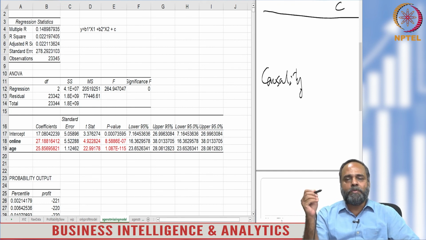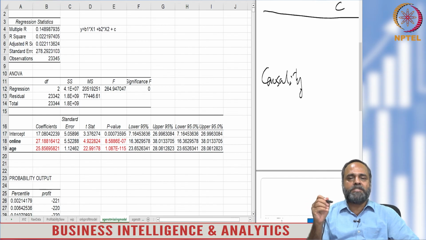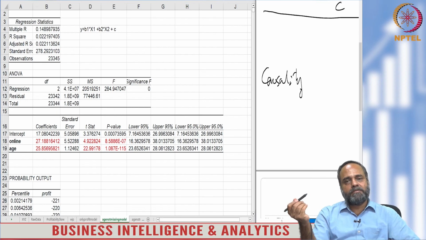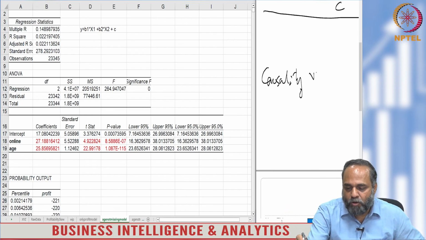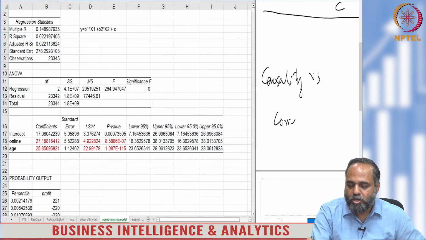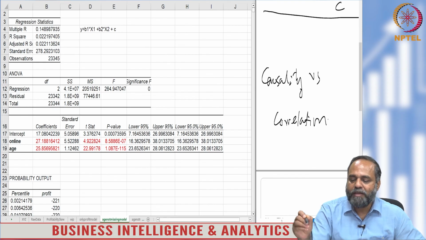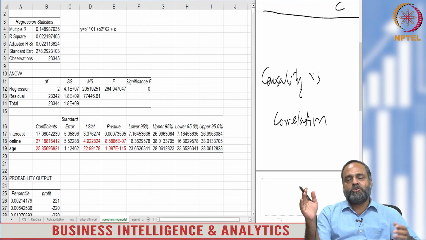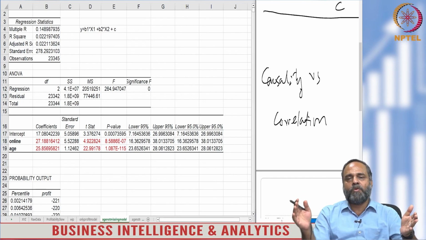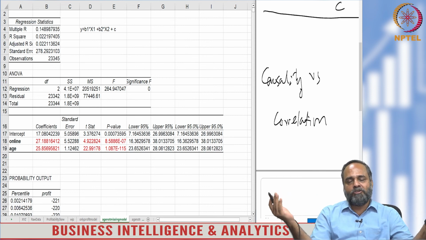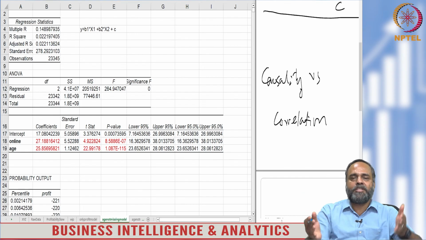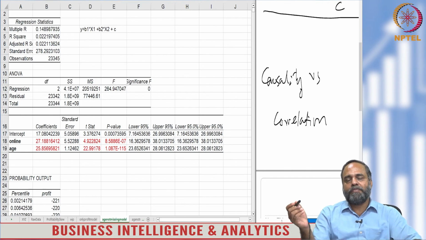I am assuming that the online customers are more profitable because they are online. How can I say that? This is only a correlation. Correlation is not causation. Okay? Correlation is not causation. Two things occurring together doesn't mean that one is causing the other. There could be a third cause, or there could be something else that will explain this correlation between two variables.